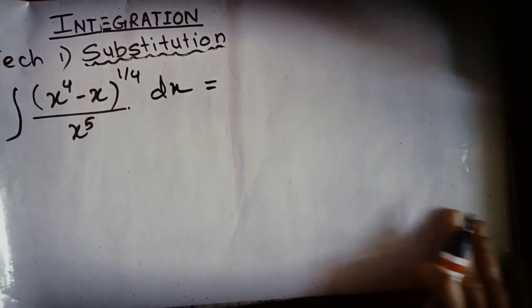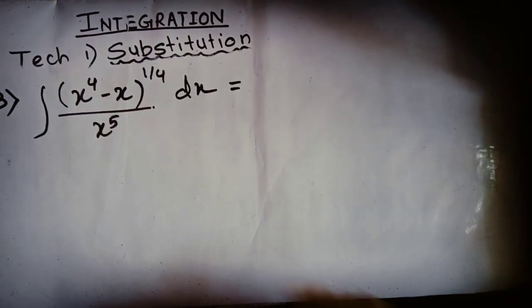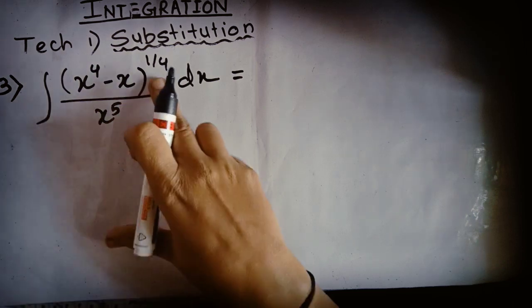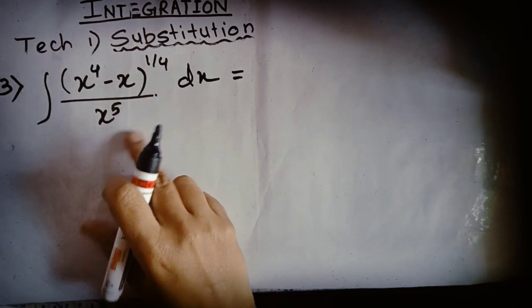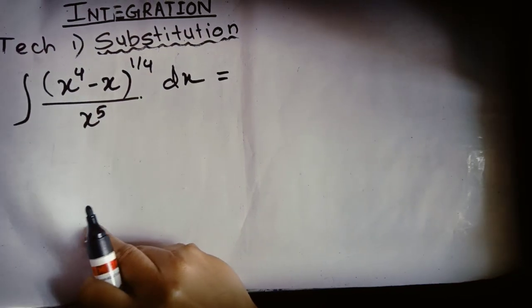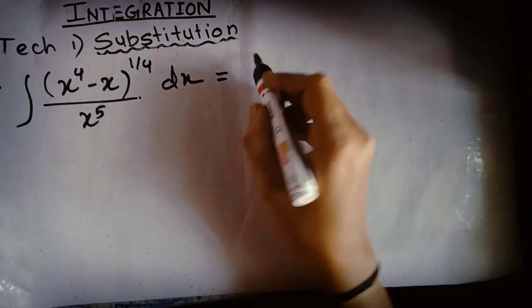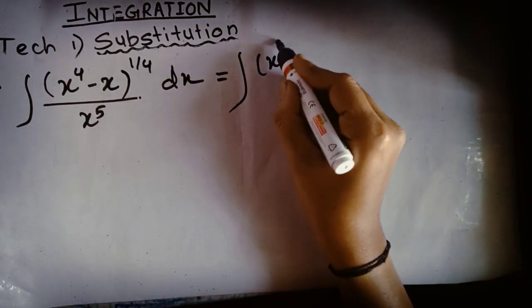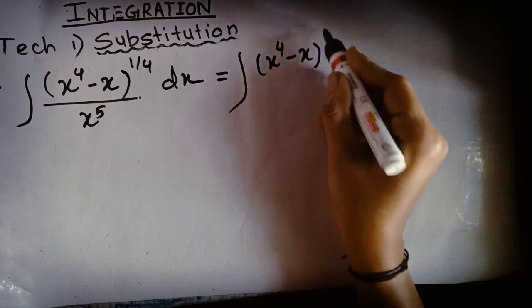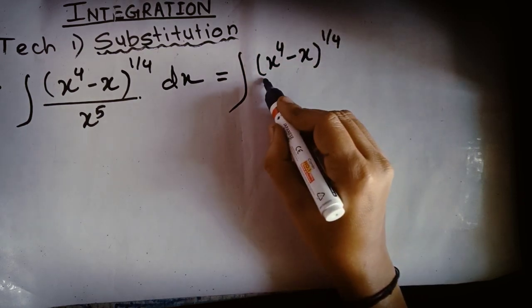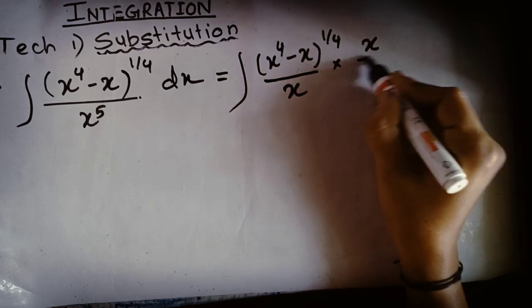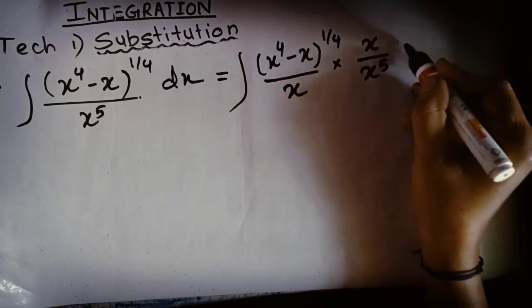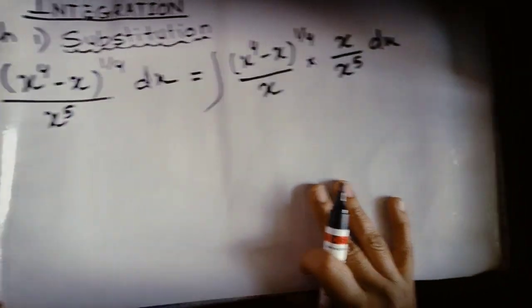Okay, let's solve this. So this is x raised to 4 minus x, the whole raised to 1 by 4, and x raised to 5 is in the denominator. Now I will multiply and divide by x. Okay, x raised to 4 minus x raised to 1 by 4. I am dividing and multiplying by x.